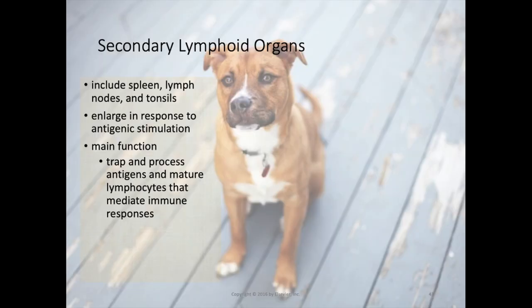Secondary lymph organs, we have the spleen, the lymph nodes, and the tonsils, and they will all enlarge in response to antigenic stimulation. So anytime there's a foreign invader, which is an antigen, and the body recognizes it as an antigen, then the tonsils, the lymph nodes, and the spleen will all enlarge to fight it off. Main function is to trap and process antigens and mature lymphocytes that mediate immune responses. So it helps age the lymphocytes.